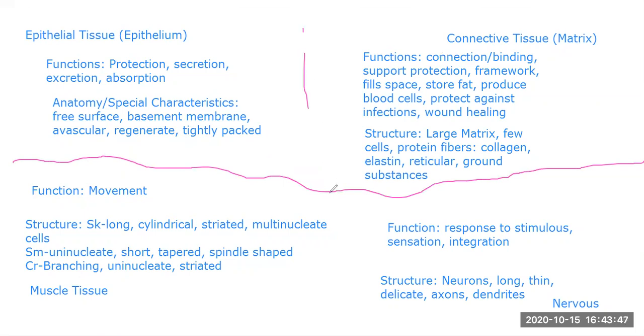And then I will upload a video of all of the specific types of tissues within each of these four categories separately. I'll probably do nervous and muscle together though, just because they're short and sweet.